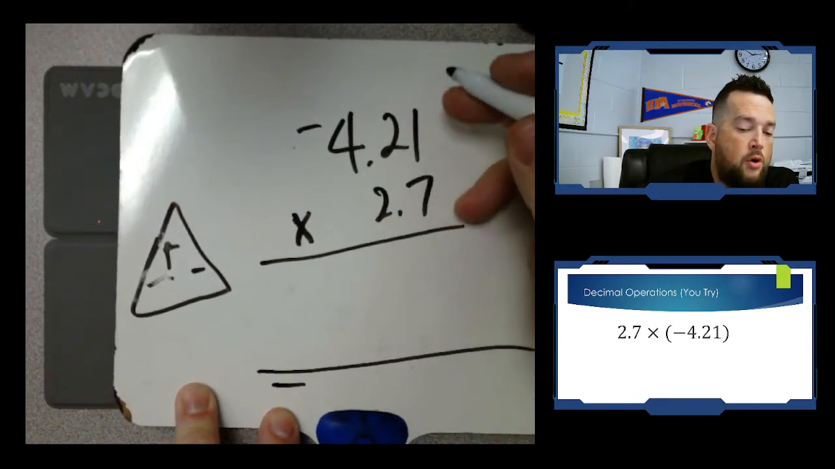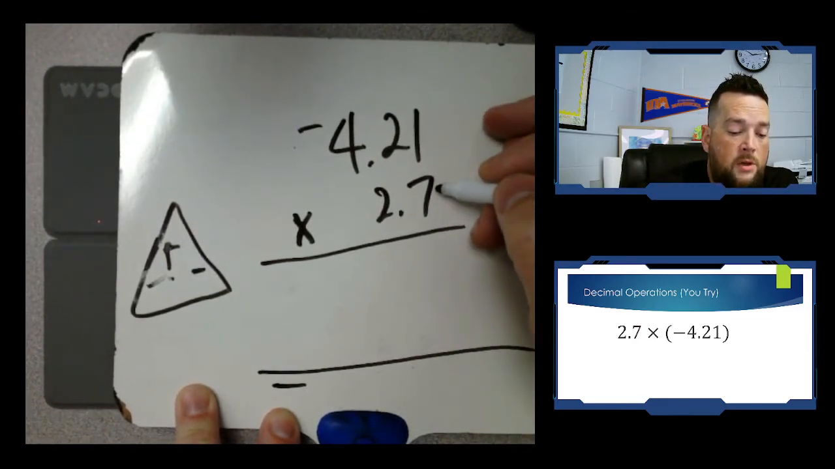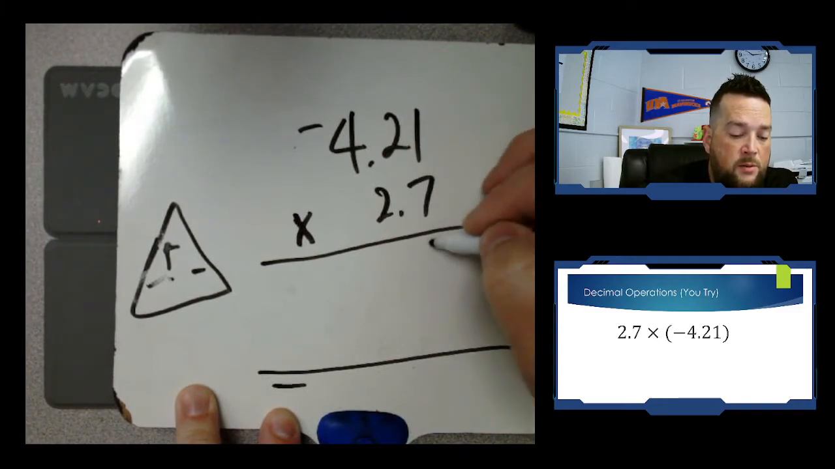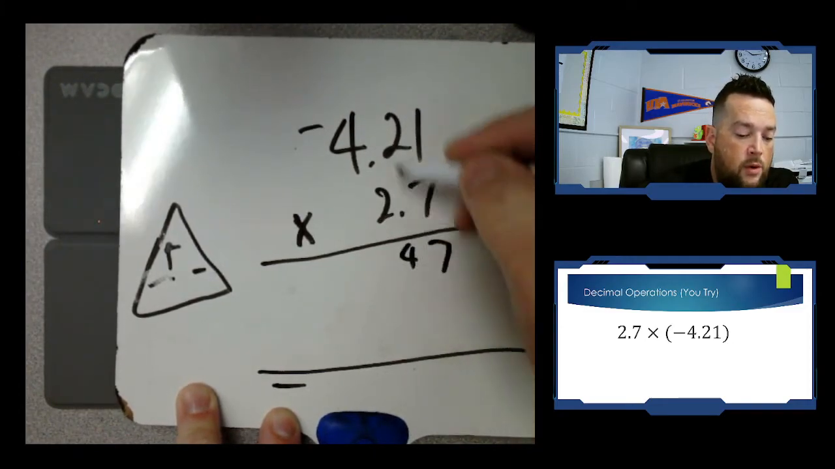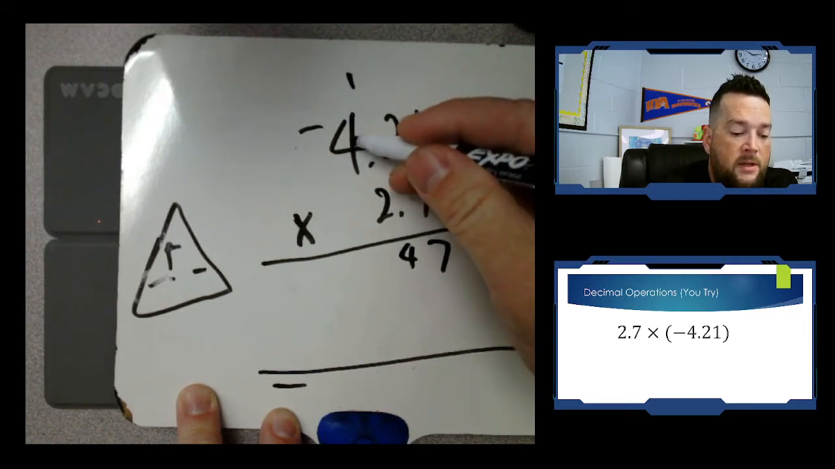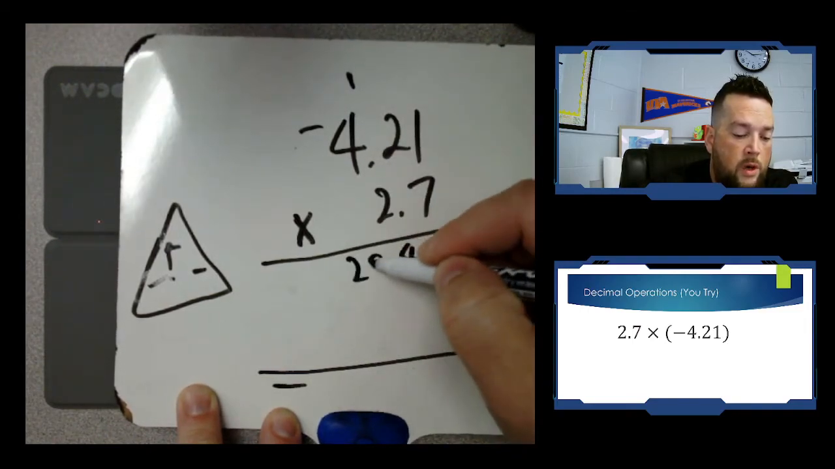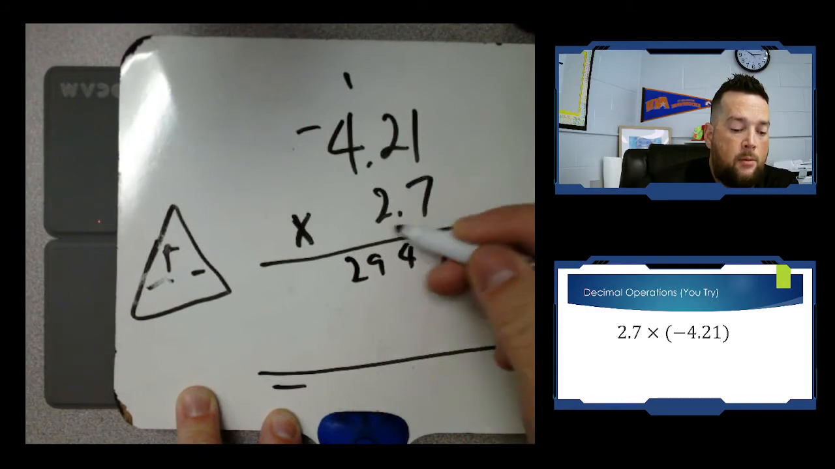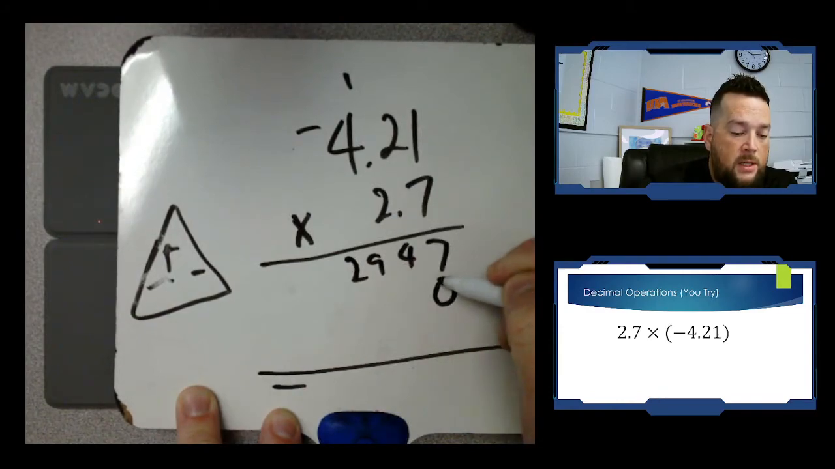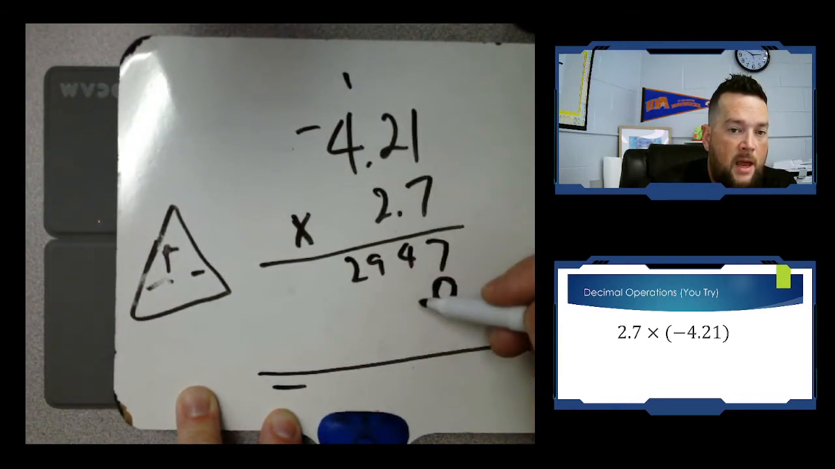7 times 1. Now I'm doing the multiplication like normal, okay? Starting with this first number on the right side. 7 times 1 is 7. 7 times 2 is 14, so I'm going to carry my 1. 7 times 4 is 28, plus 1 is 29. Second number in, I'm going to multiply, so I'm going to put a 0 in the first slot so I can start my answer in the second place value in.